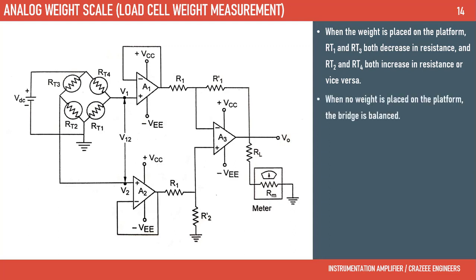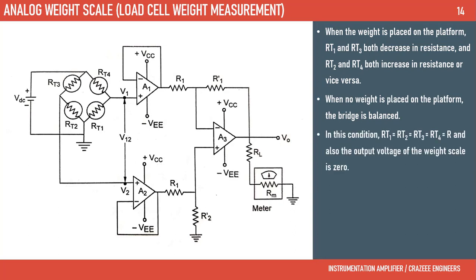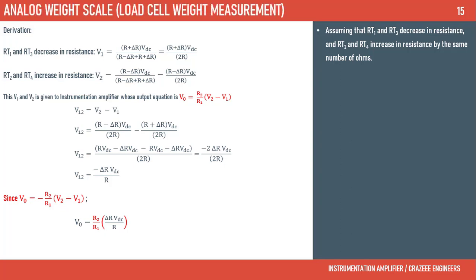When no weight is placed on the platform, the bridge is balanced. In this condition, RT1 equals RT2 equals RT3 equals RT4 equals R, and also the output voltage of the weight scale is 0. When the weight is placed on the platform, the bridge becomes unbalanced. Assuming that RT1 and RT3 decrease in resistance, and RT2 and RT4 increase in resistance by the same number of ohms, the change in resistance is denoted by delta R.